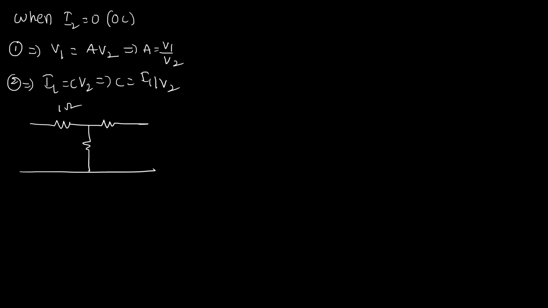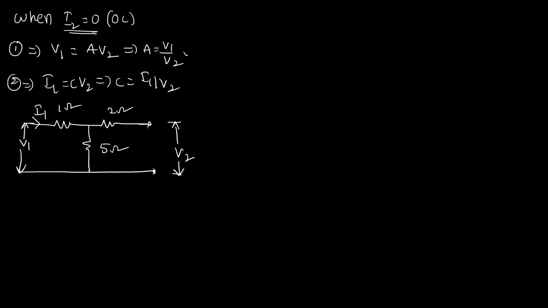This is 1 ohm, 2 ohm and 5 ohm. Because I2 equals 0, we cannot disturb the input port. So keep I1, V1 as it is. I2 becomes 0 means it got open circuited. It doesn't mean V2 is 0. V2 will be there. So write like this.